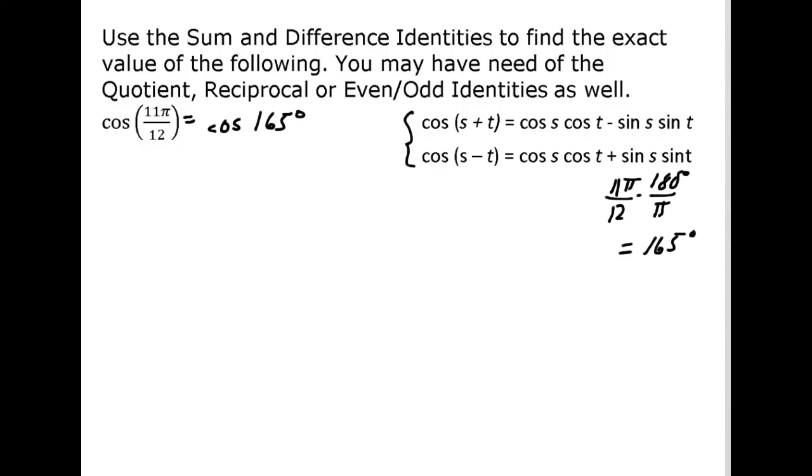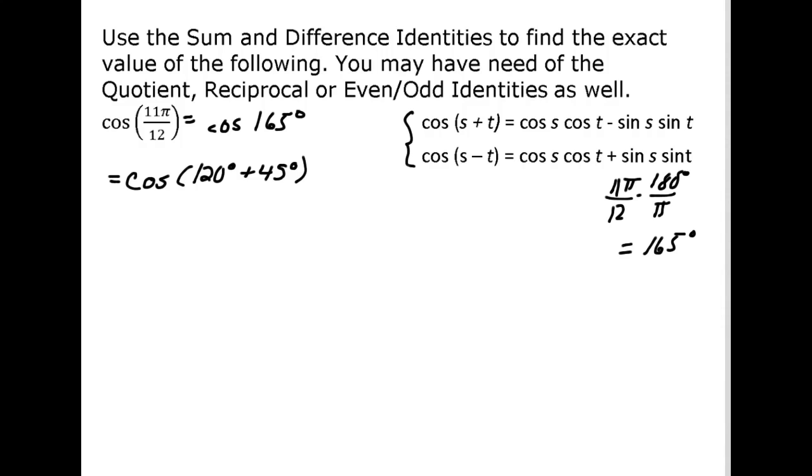So I need to figure out how to write 165 degrees as two angles either added or subtracted. There's several ways to do that. I think you want to pick angles whose lengths of sides you've memorized. So I'm going to write this as cosine of 120 degrees plus 45 degrees, because we know the lengths of the sides of the triangles associated with these angles.